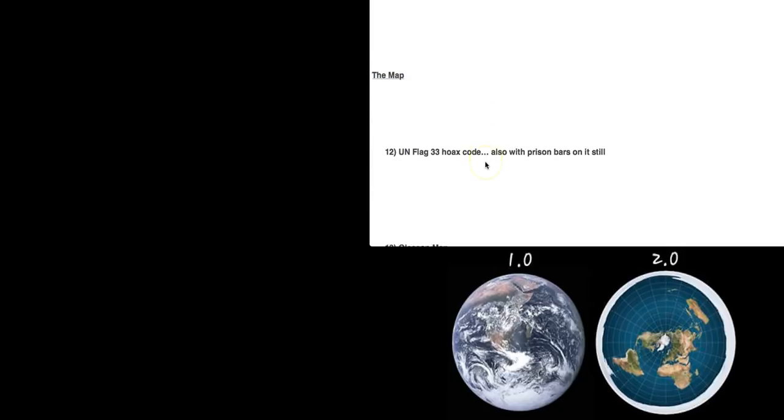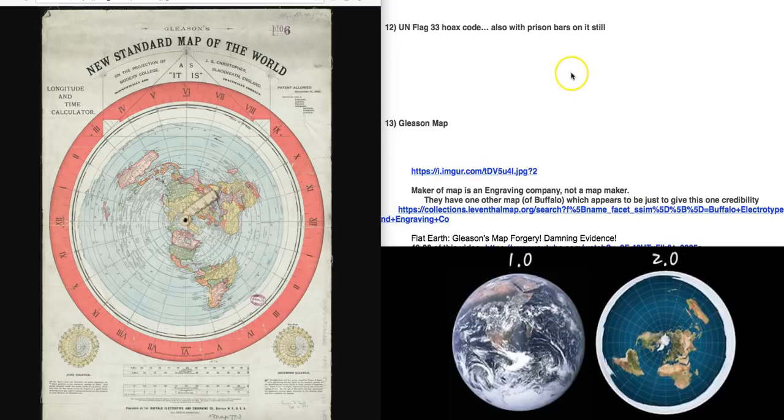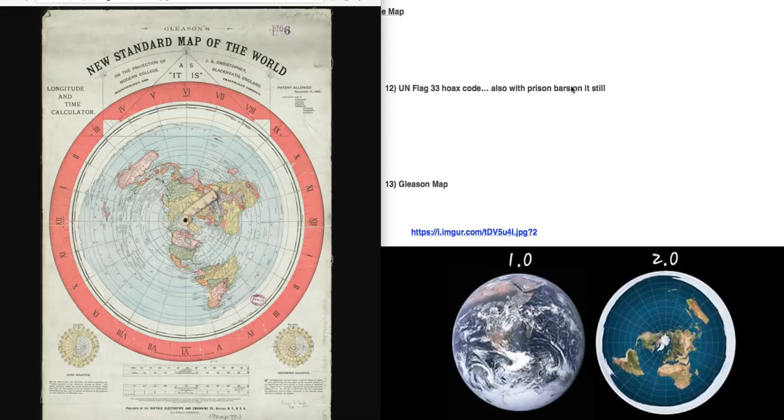So that's that point. The 13th point on my list is the Gleason map, which is the one you see here, which has commonly become accepted as the map of flat Earth. There are a lot of problems with this, apart from the stuff that we talked about so far, but the actual map itself, the production of it, and the symbolism.